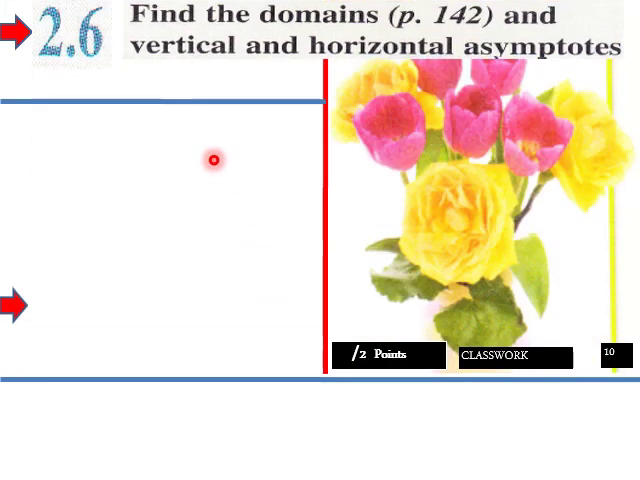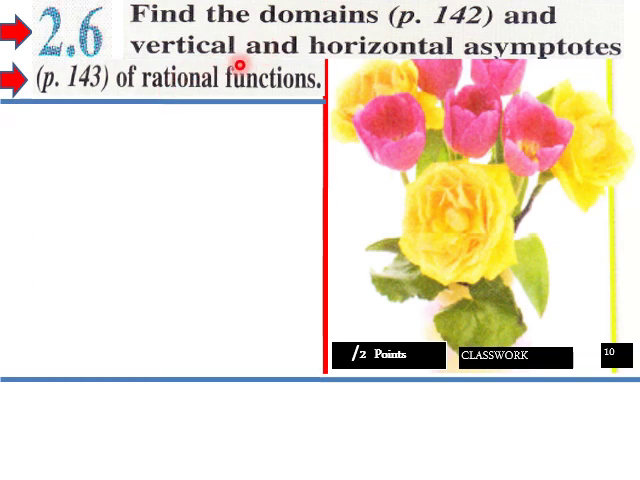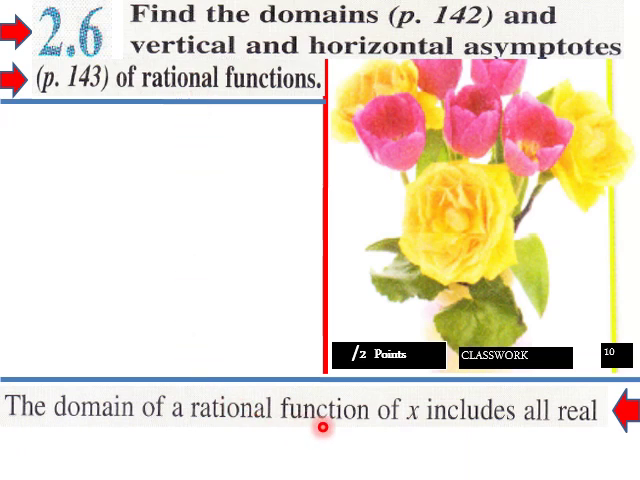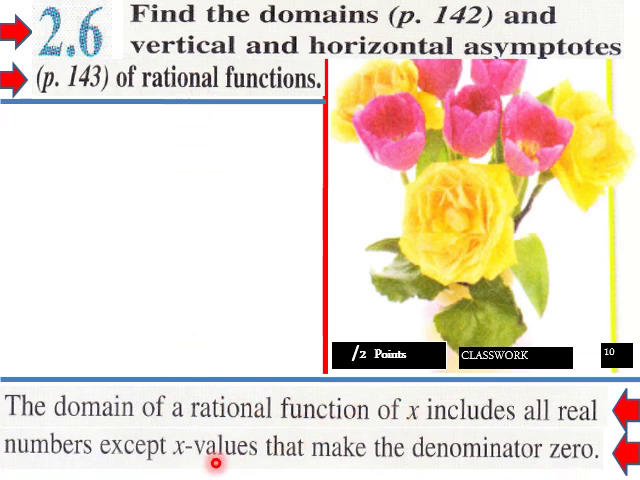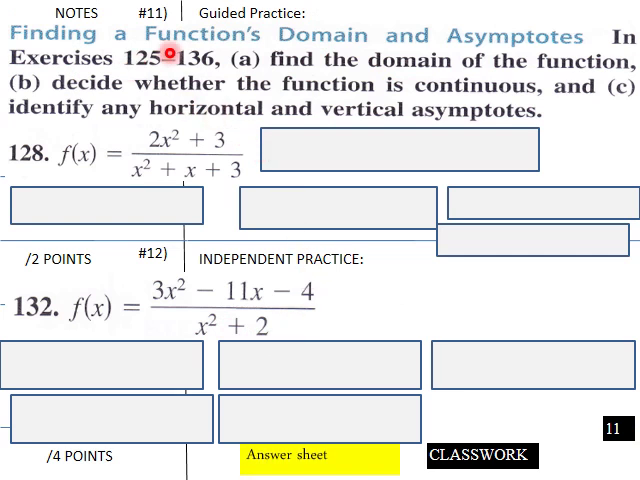And then, let's see here, 2.6, find domains and vertical and horizontal asymptotes of rational functions. Domain of a rational function of x includes all real numbers except x values that make the denominator 0. So, knowing that, here's our guided practice. Find the domain of the function, decide whether the function is continuous, and identify any horizontal and vertical asymptotes. So we have a denominator here, and then down here, use this, students, as a model to solve your independent practice down here.